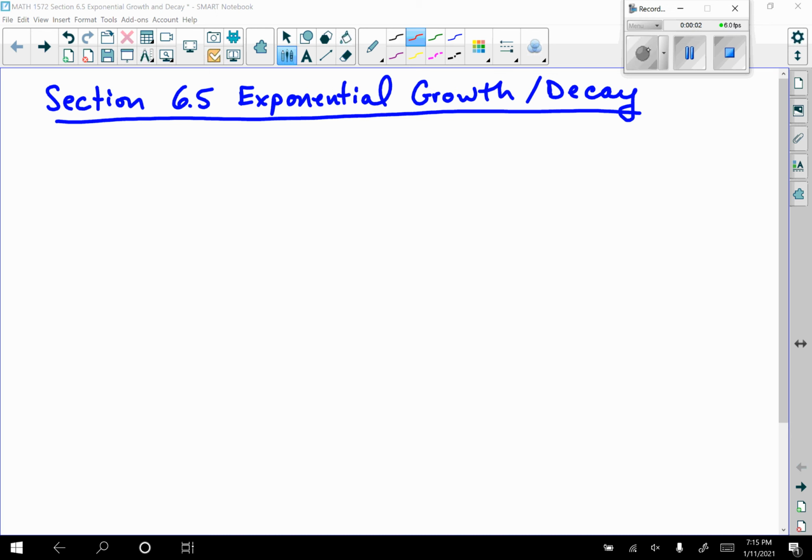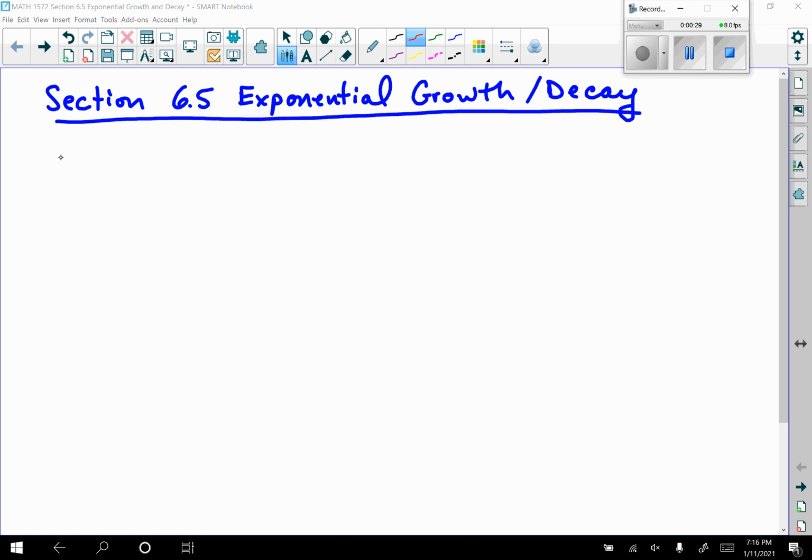Hello, everyone. In section 6.5, we take a look at some application problems that focus on what I'm first going to introduce to you. So we're looking at exponential growth and decay. We're also going to look at investment problems when interest is compounded at different times throughout the year or even continuously. So all of these focus on this idea that we're going to first take a look at.